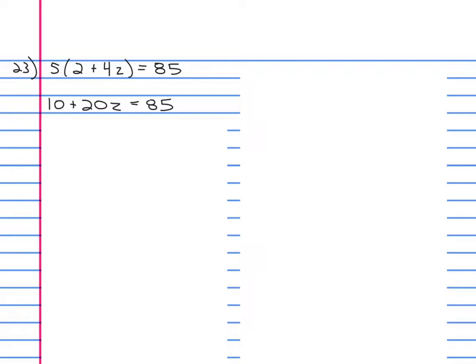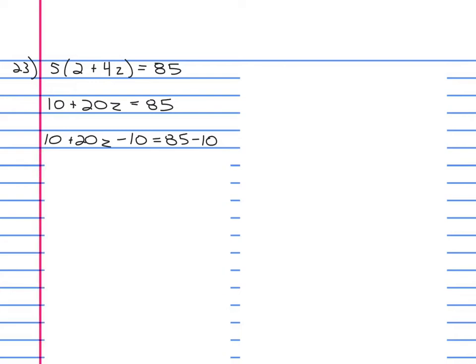Okay, what do we do now? Now we're just solving it like a regular two-step problem. First thing we need to do is undo this plus 10 with a minus 10 on both sides. So what I'm doing is writing the exact same thing on both sides. Okay, 10 plus 20z, and then just adding minus 10. Writing 85 here just like it was, and then minus 10.